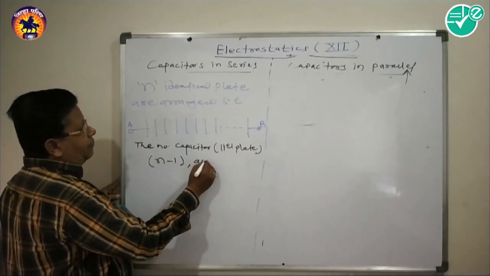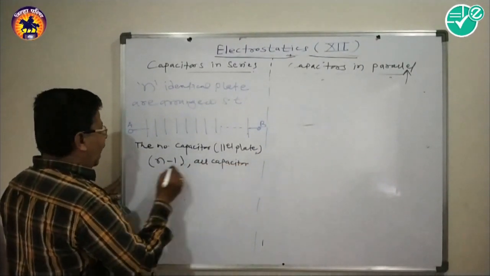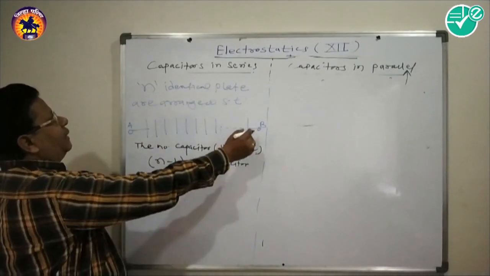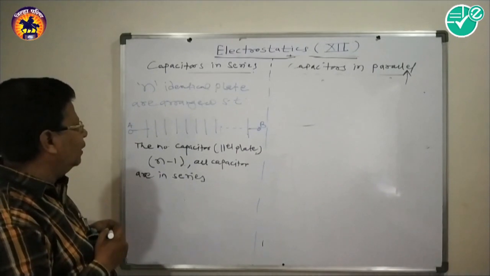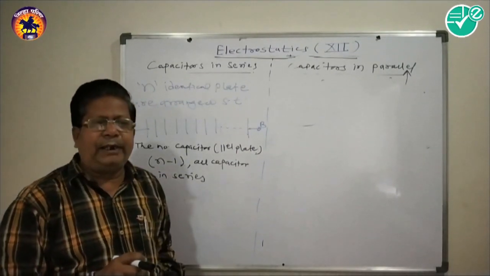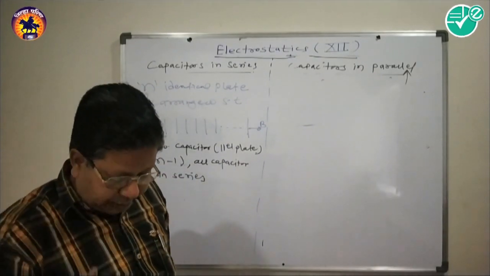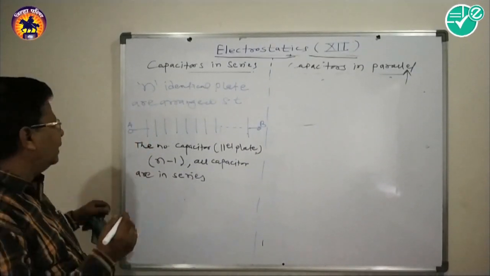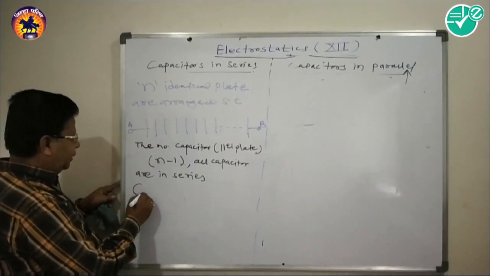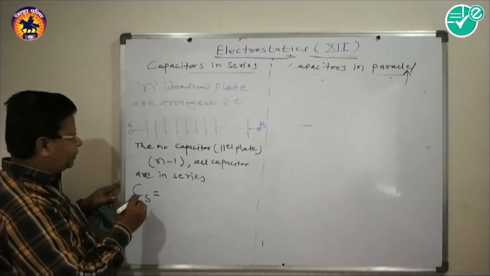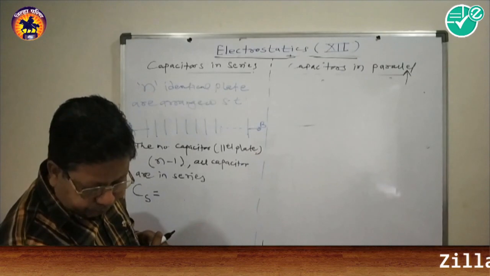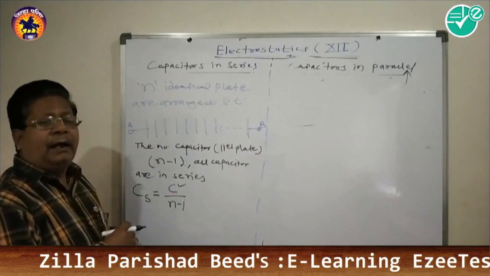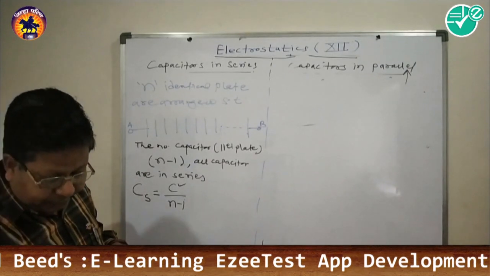and all the capacitors are in series. So if n identical plates are arranged as shown in figure, then n minus 1 parallel plate capacitors are formed, and these n minus 1 parallel plate capacitors are connected in series, and therefore in this situation the equivalent capacitance is equal to C divided by n minus 1, where C is the capacitance of parallel plate capacitor.